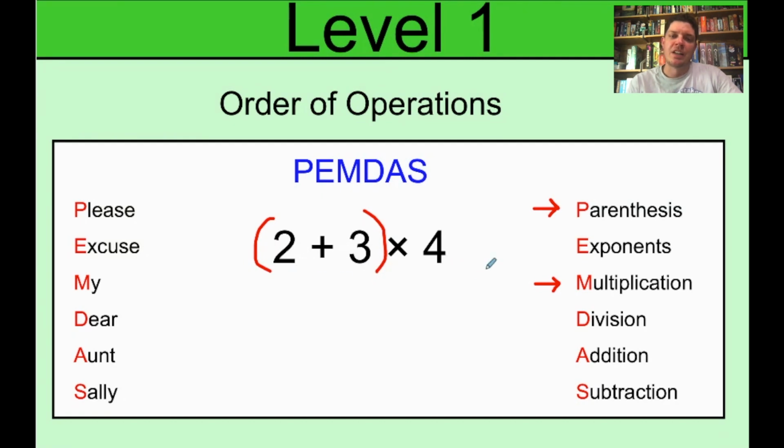Now, if I needed to solve this problem, I have to do the parentheses first. So I would have to take care of 2 plus 3, which is 5. And then, no more exponents, so we would do our multiplication part. 5 times 4 is 20.